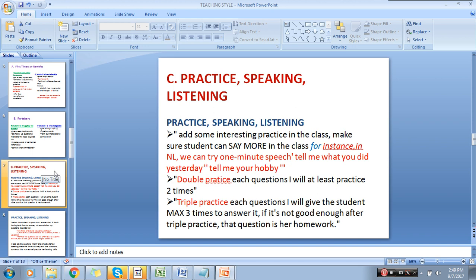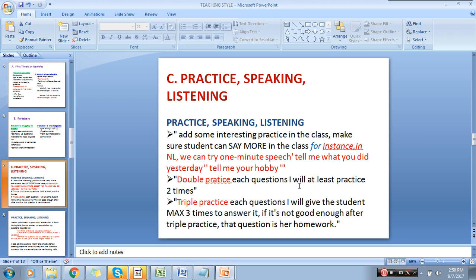Practice speaking and listening. For this part, what you are going to do is add some interesting practice in the class. Make sure that students can say more in the class. For instance, in NL, we can try a 1 minute speech. Tell them what they did yesterday. Tell me your hobby. This is one way for them to practice their speaking because this is a speaking class.